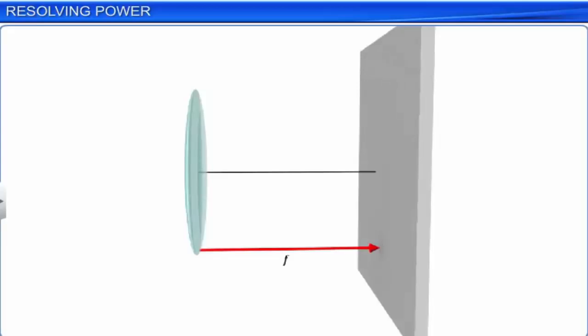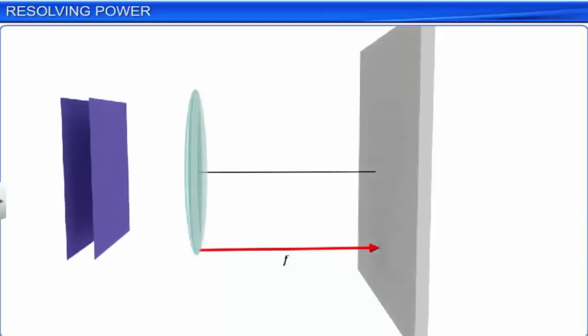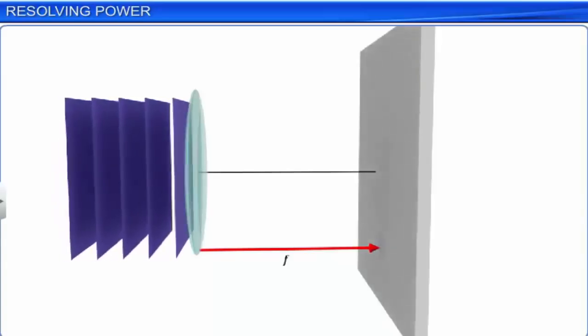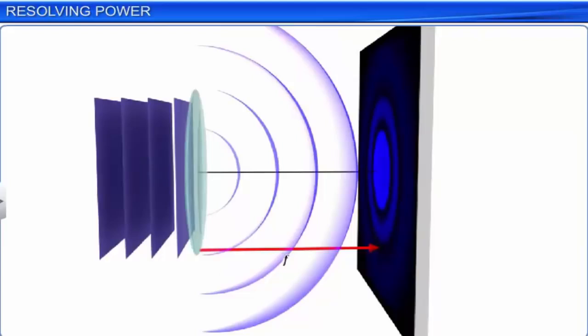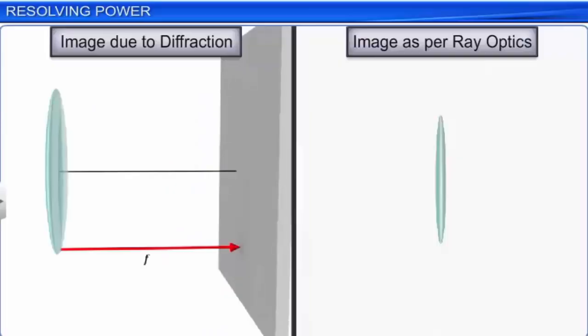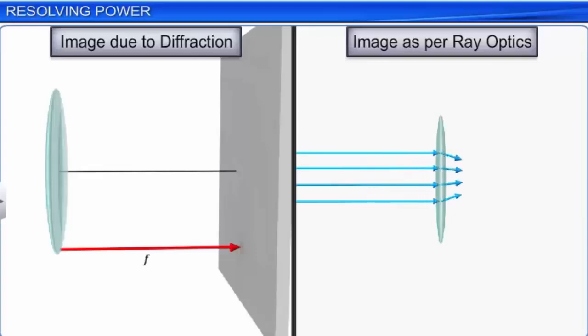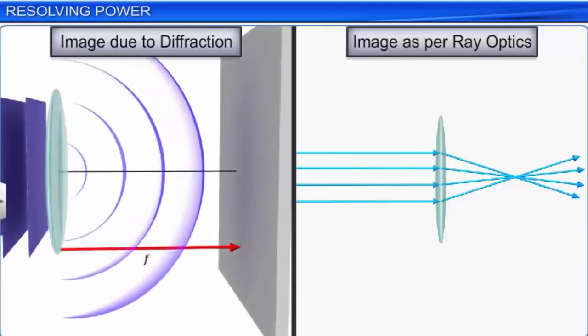If plane wavefronts of light from a distant point object are incident on the converging lens, then the image formed is a diffraction pattern consisting of a central bright disk encircling bright and dark rings. This contradicts the assumption we made in ray optics. In ray optics, we assumed that a converging lens focuses light from a distant point object to form a point image on its focal plane. But if diffraction effects are taken into consideration, the image is in the form of a circular disk instead of a point.